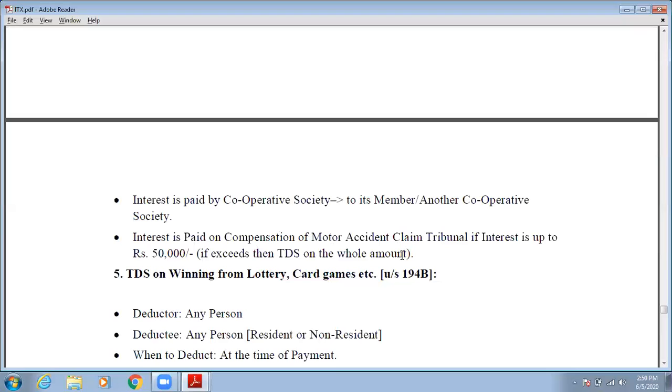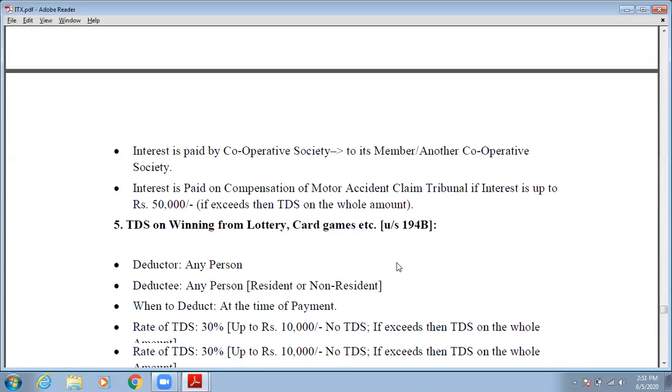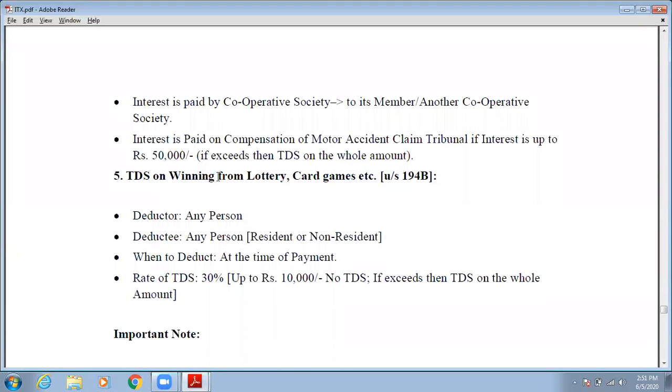Okay. The next is TDS on winning from lottery, card games, etc. So who will be the deductor? Any person can deduct the tax on that income, who is paying that winning amount.